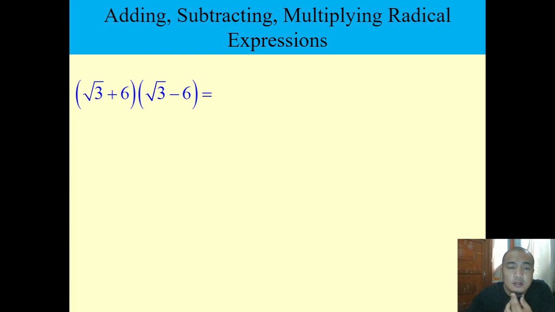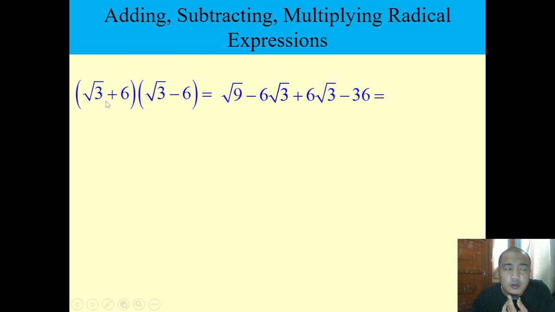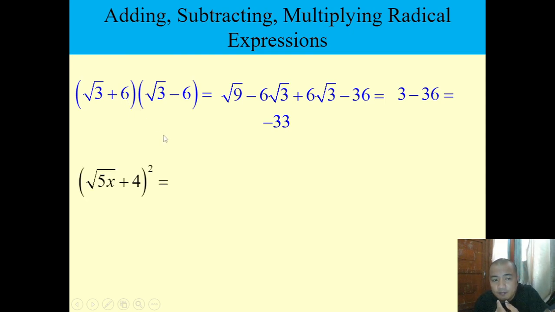Next, this is what I'm saying, sum and difference of two numbers. You can use FOIL method, but the shortcut is we just square the first term. Square root of 3 squared is 3 minus the square of the second term. 6 squared is 36. So 3 minus 36, negative 33. That is the shortcut. Square the square root of 3, which is 3, minus the square of 6, 36. 3 minus 36 is negative 33.